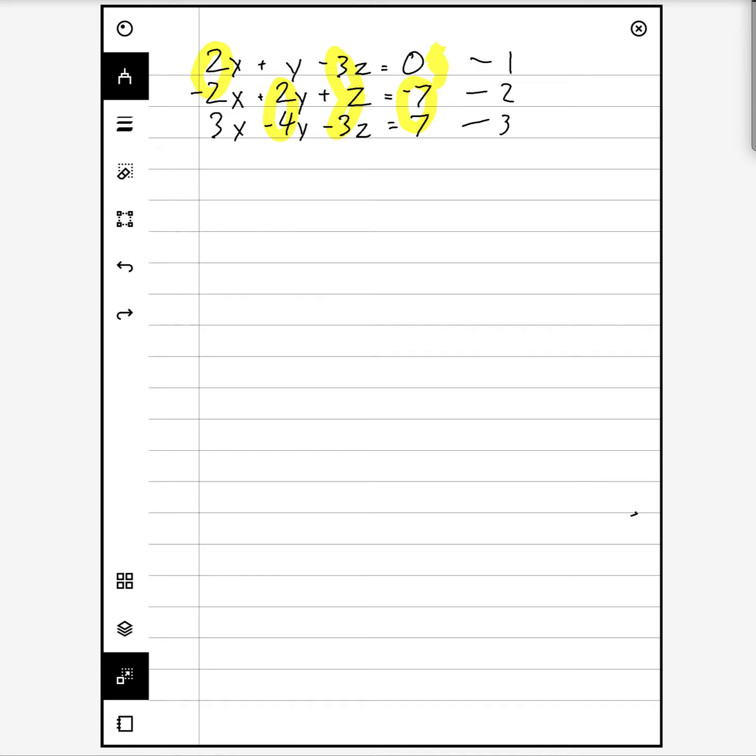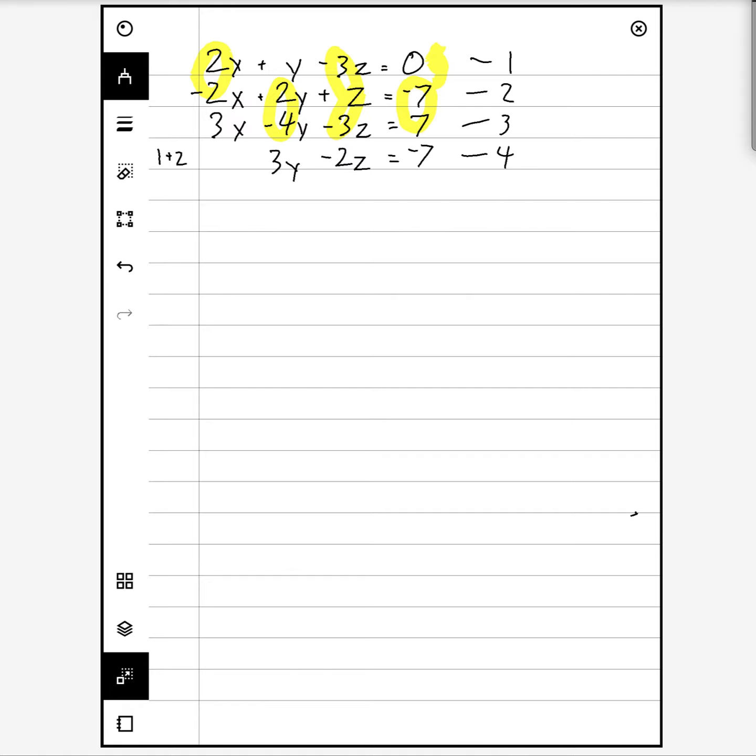All right, so now that we have those general ideas of what we want to try, let's just try something. Let's try and just add 1 and 2. So 1 plus 2. That means we're going to get rid of the x. We're going to have 3y minus 2z is equal to negative 7. So it's going to be equation 4.